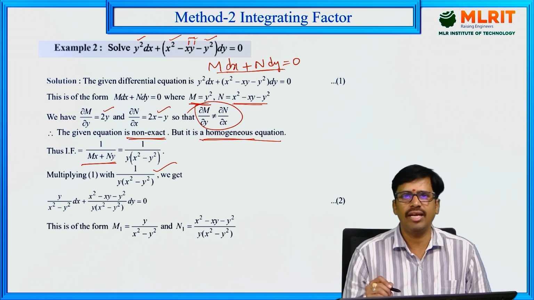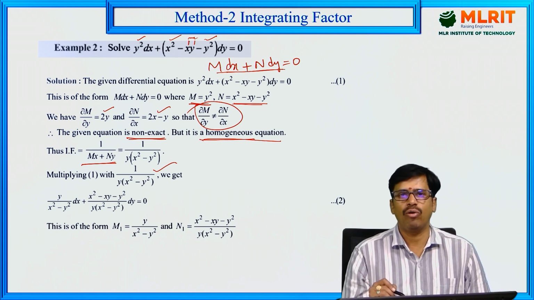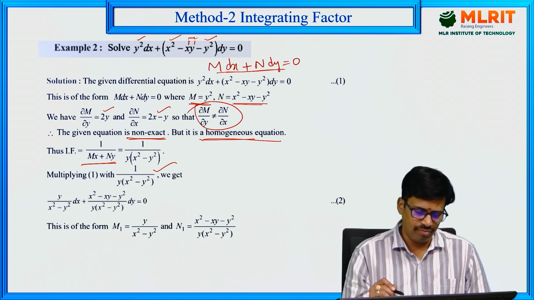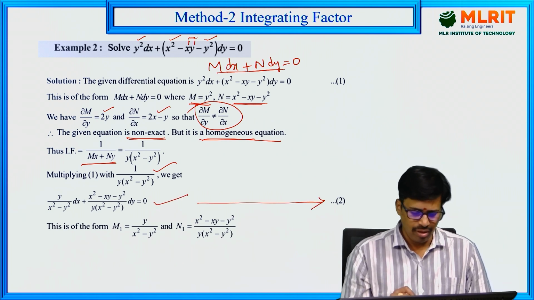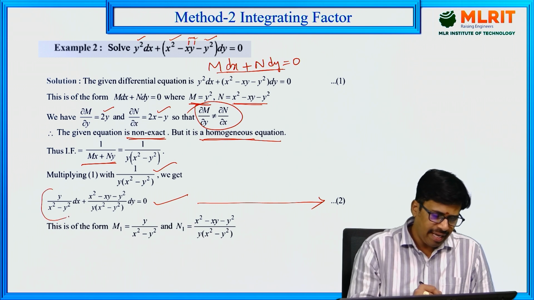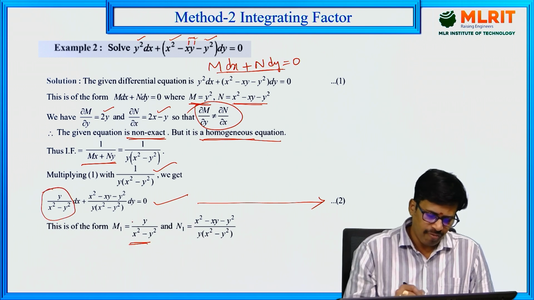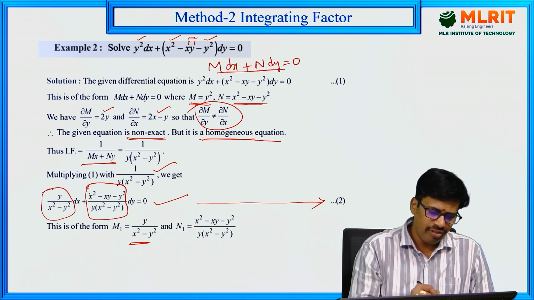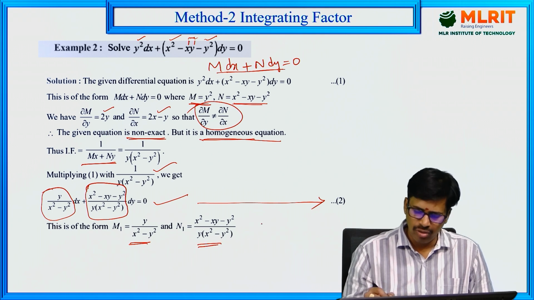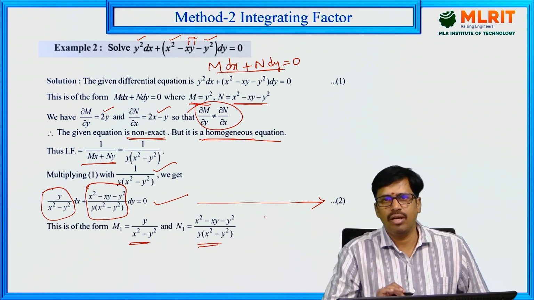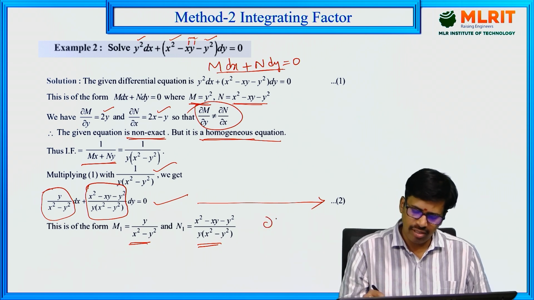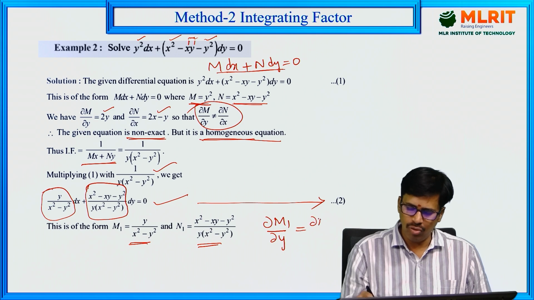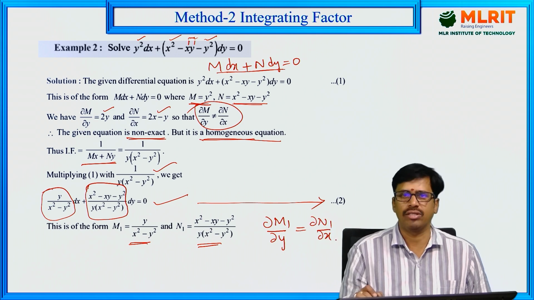Once we get the integrating factor, we have to multiply this with the given equation, right? So after multiplying, let it be equation 2. Now the dx coefficient, let us take it as M1, the dy coefficient, let us take it as N1. So we have to check now whether this equation is exact or not. That means how to check the condition? Dou M1 by dou y should be equal to dou N1 by dou x. Let us check this.